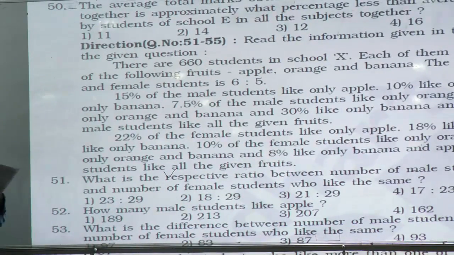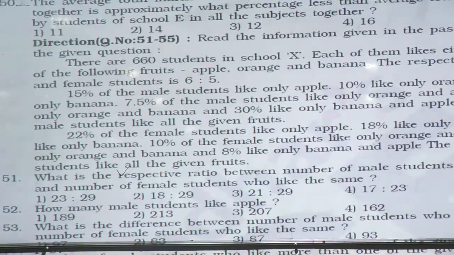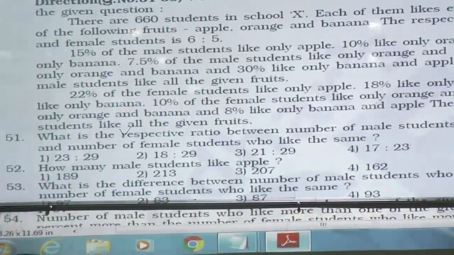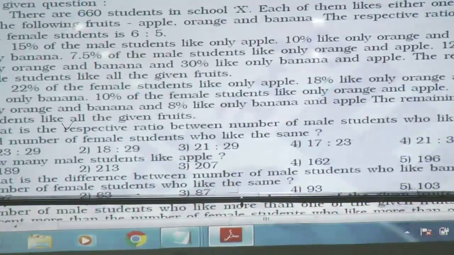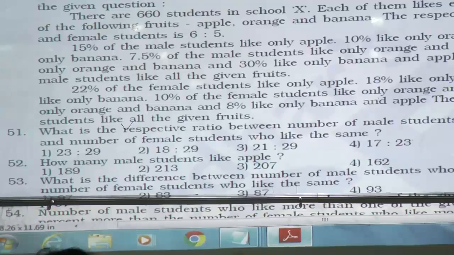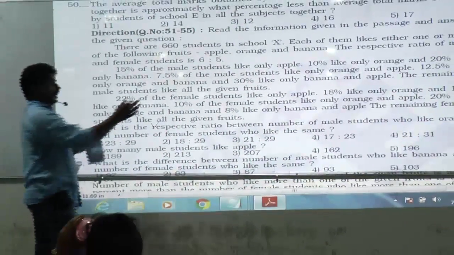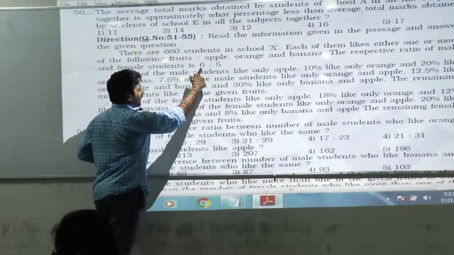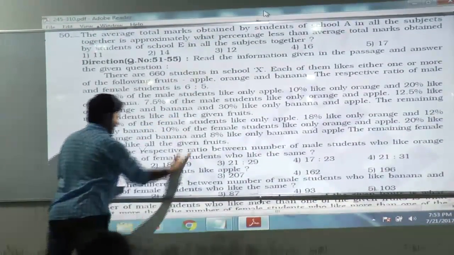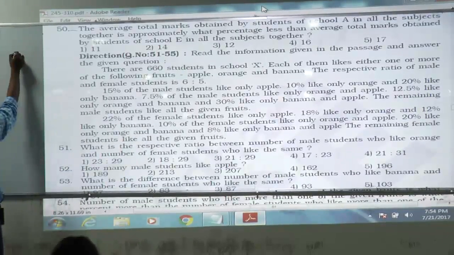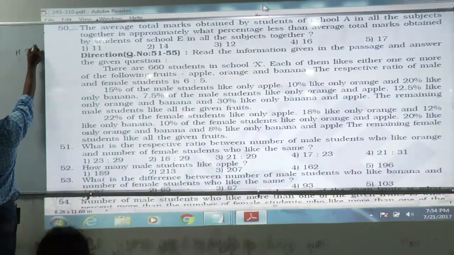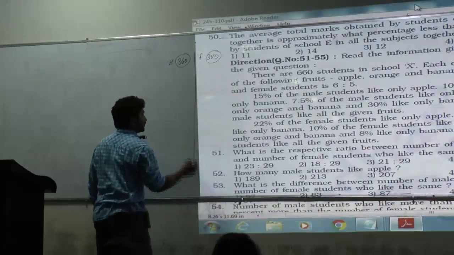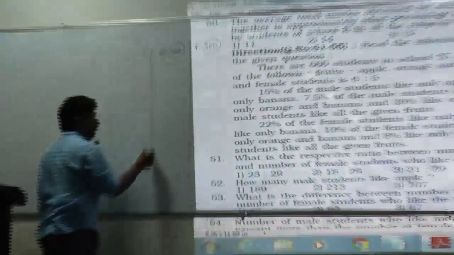Questions 51 to 55. There are 660 students in school X. Each of them likes either one or more of the following fruits: apple, orange, banana. The respective ratio of male and female is 6:5. So total how many parts do we have? 11 parts is equal to 660. One part is 60. Male are 360, female 300. Now they like either one or more fruits, they say.